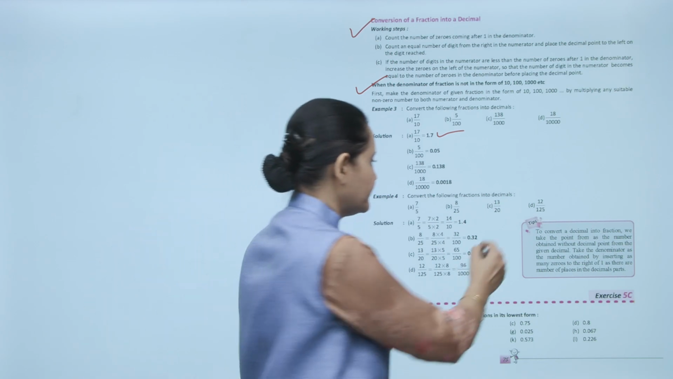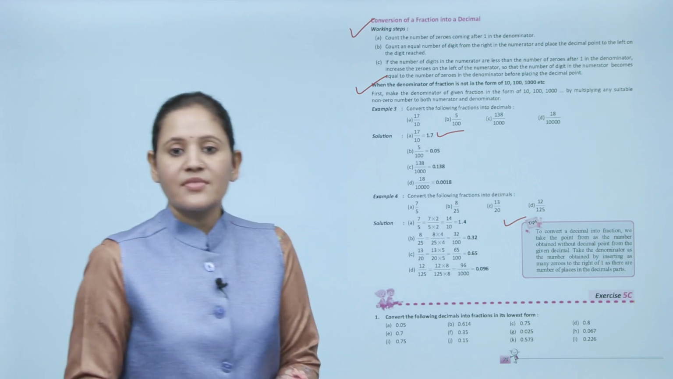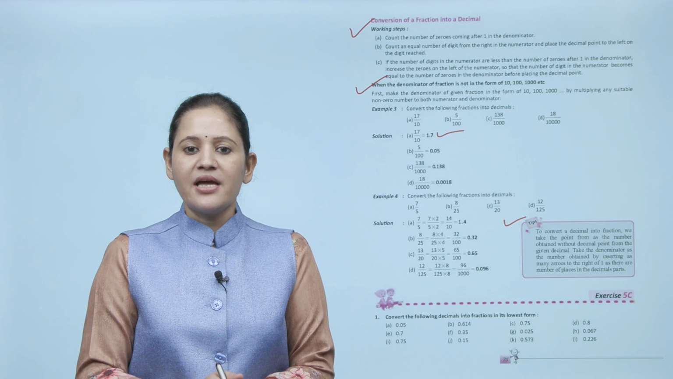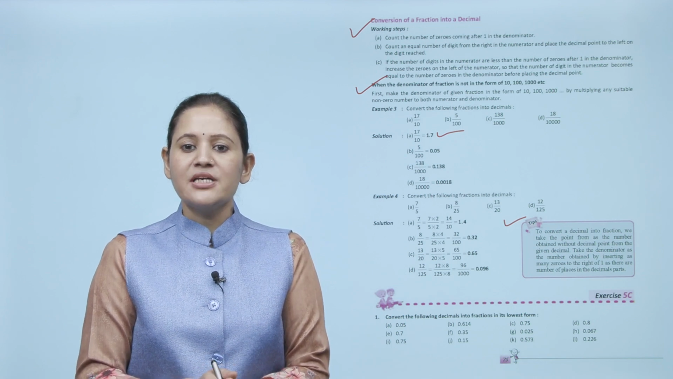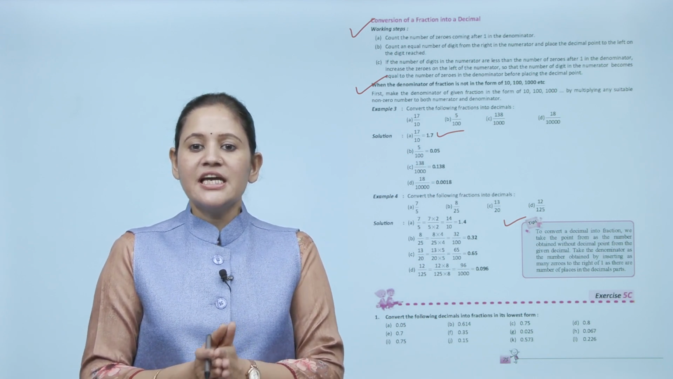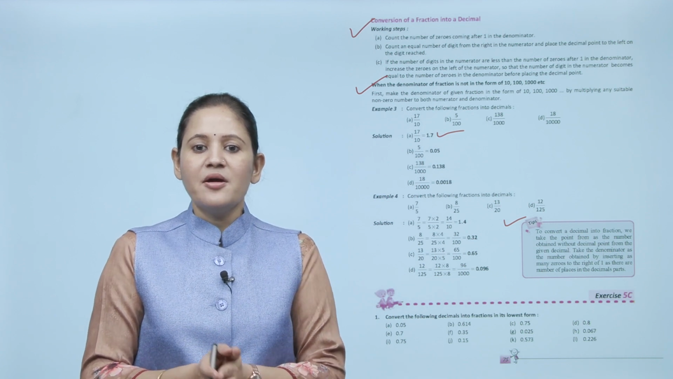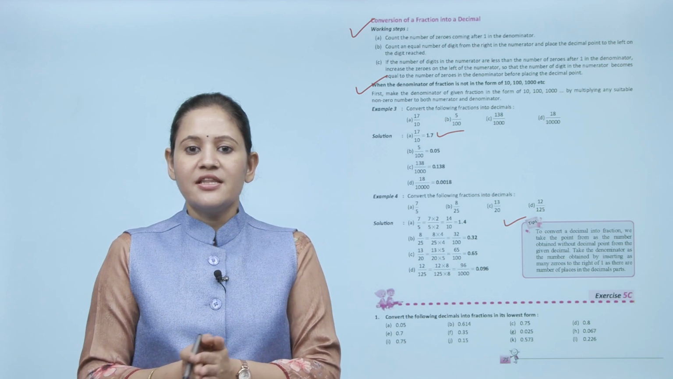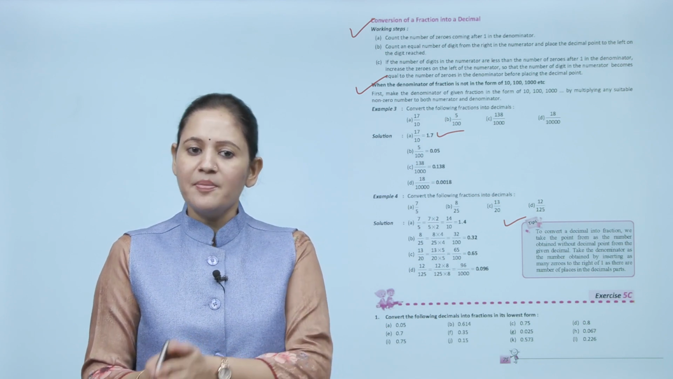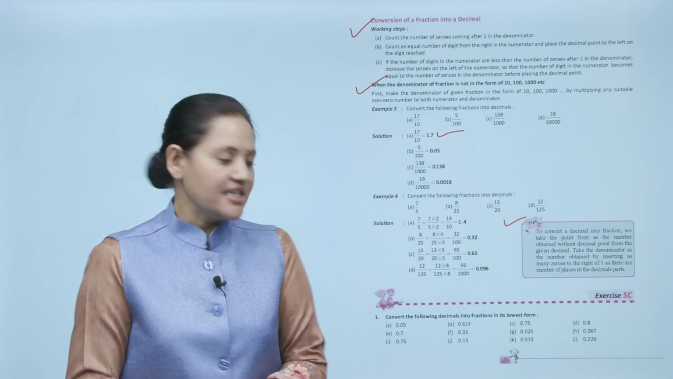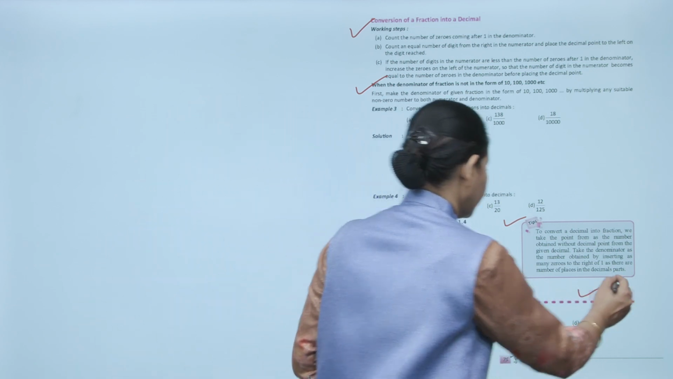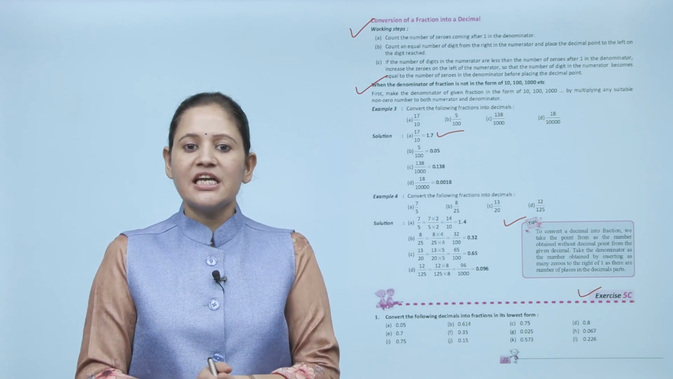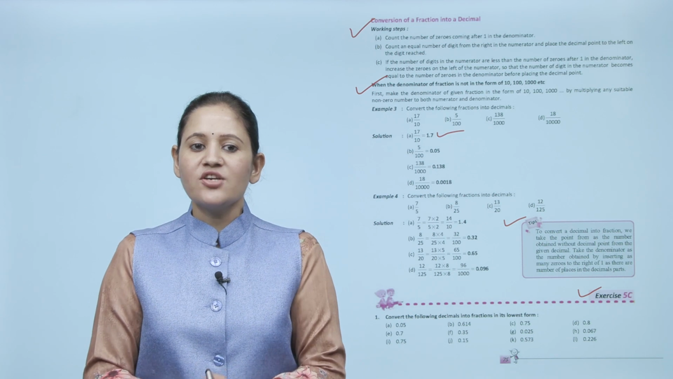Tips. To convert a decimal into fraction, we take the number obtained without the decimal point from the given decimal as the numerator. Take the denominator as the number obtained by writing as many 0s to the right of 1 as there are places in the decimal part. Next, exercise 5C. Convert the following decimals into fractions in their lowest form. First is 0.05.